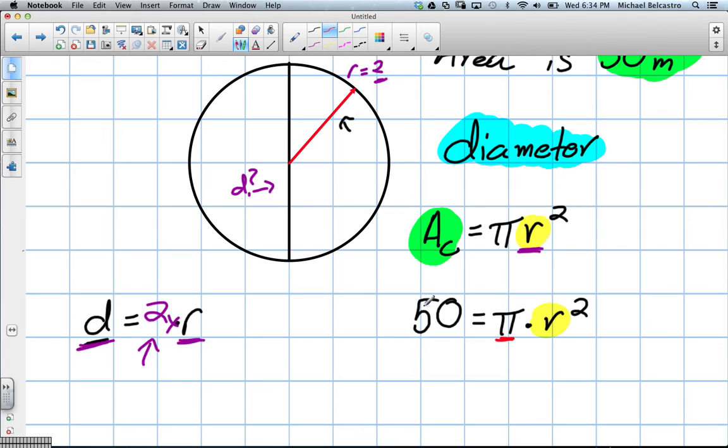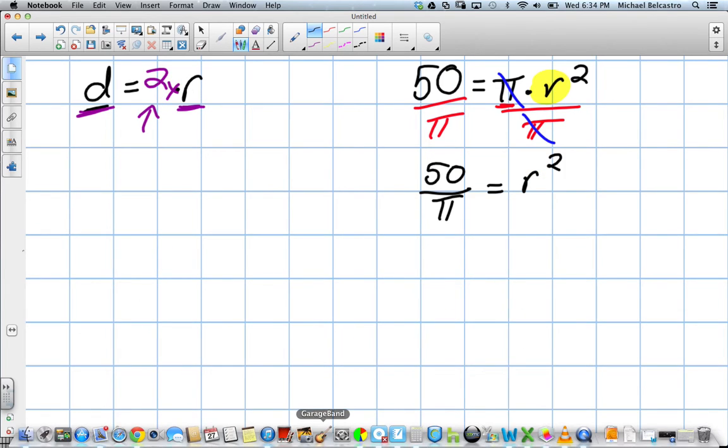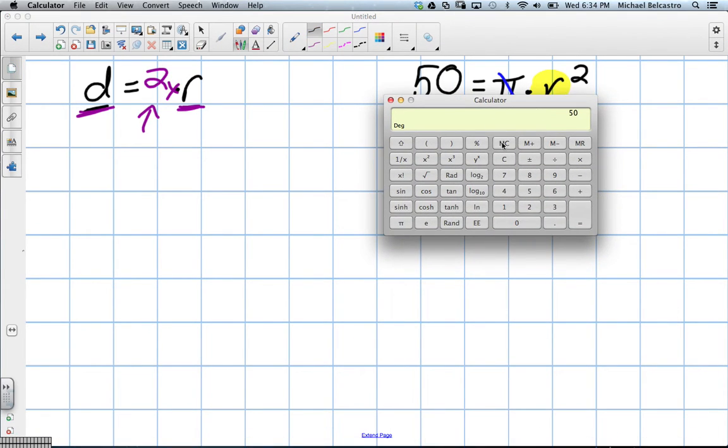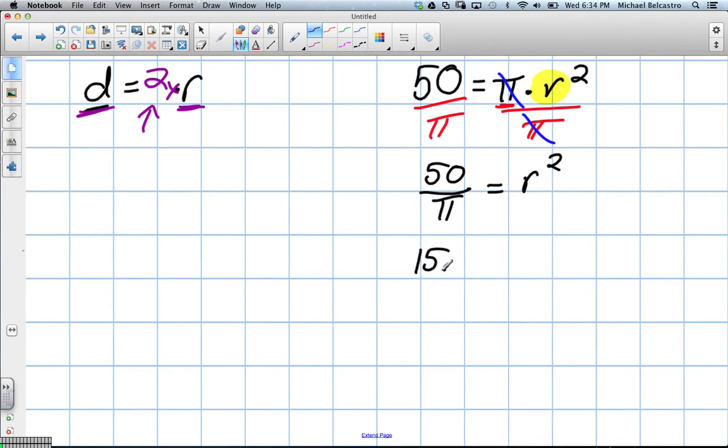And how can I move pi to the other side? Divide it. That's right. So we're going to divide this side by pi. Technically, we divide both sides by pi, but what happens to the pi's on the right? Cancel. That's right. Good. So now we have 50 divided by pi is equal to r, and it still has that squared value. Okay? Let's figure out what 50 divided by pi is. 50 divided by pi equals, we're going to say 15.91, okay? So 15.91 is equal to the radius squared.